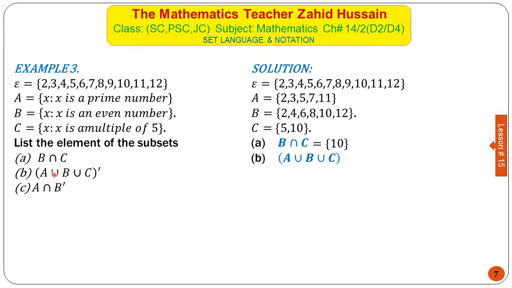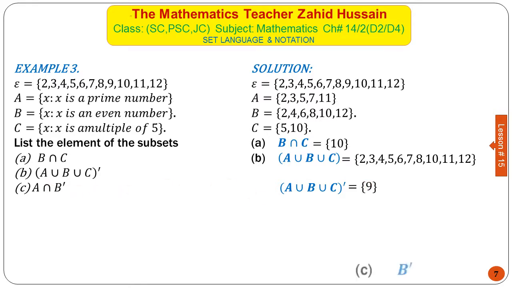Then we will solve its B part, which is (A union B union C) complement. So first we will find A union B union C: all the elements which are in A or B or C, or in both A and B, B and C, or all. So this is the set A union B union C having these elements. Now we will find its complement, that is, all the elements of the universal set which are not present in A union B union C, and the only element is 9.